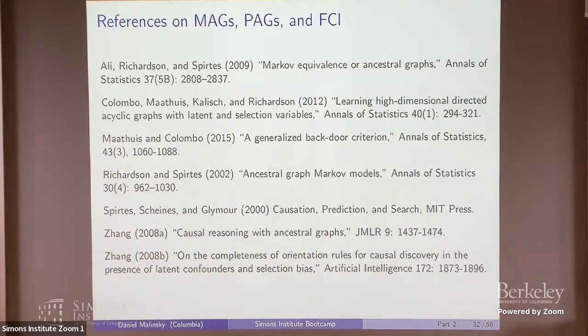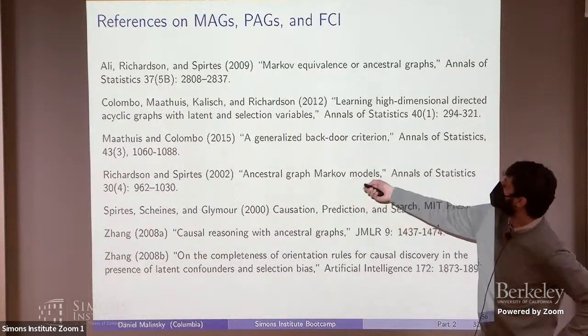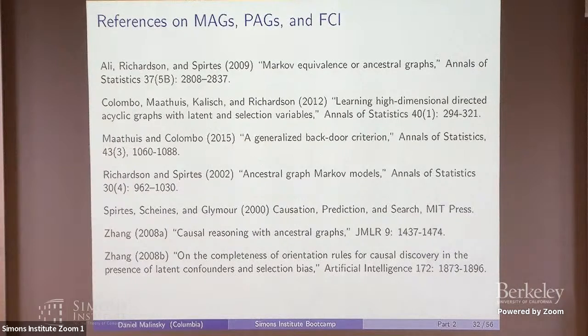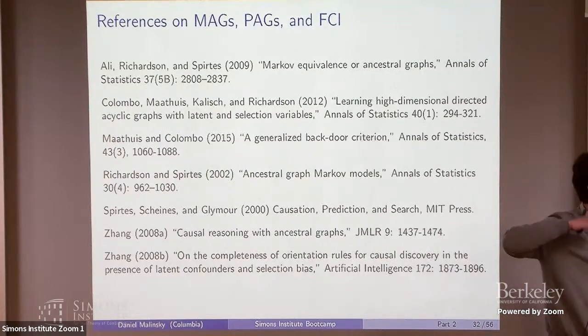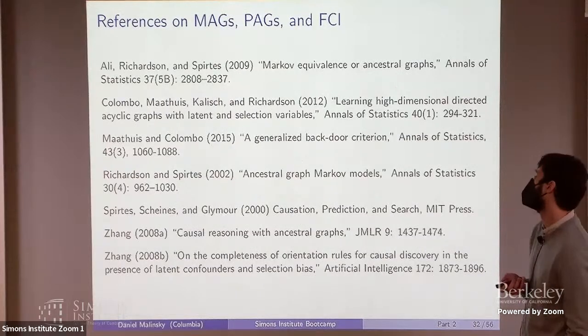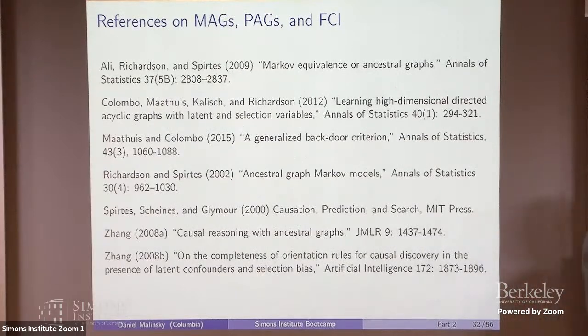And then the backdoor criterion stuff I just mentioned is in this paper by Marloes Maathuis and Diego Colombo, and then another paper that generalizes FCI or makes FCI more feasible in high dimensional settings with some computational changes. So if you want to dive into the literature on FCI and MAGs and PAGs, this is pretty much a good place to look.